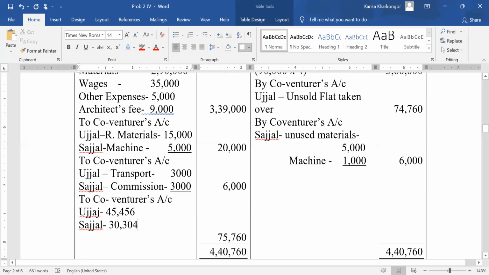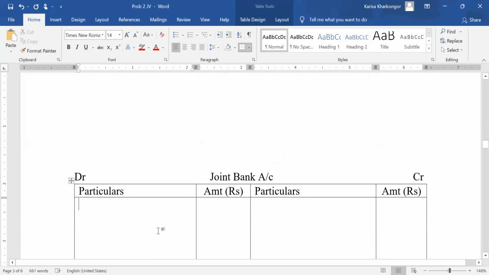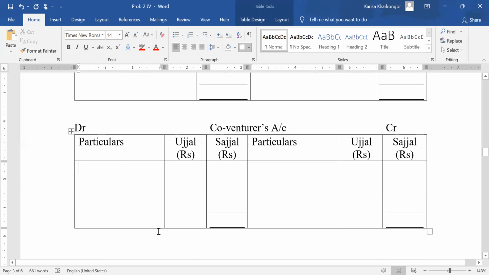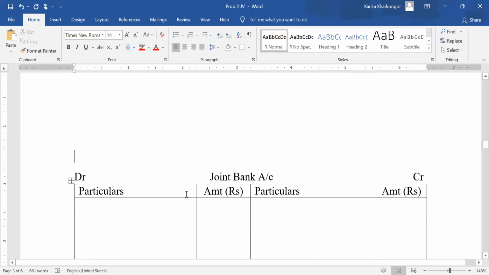So in the joint venture, there is a profit of 75,760 shared by Ujjal and Sajal in the profit sharing ratio of 3:2. So Ujjal's share is 45,456 and Sajal's share is 30,304. Now we move on to the joint bank and co-venturers account. So let's move on to joint bank co-venturers account.